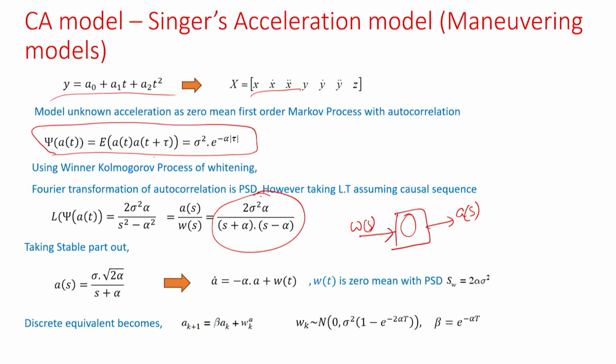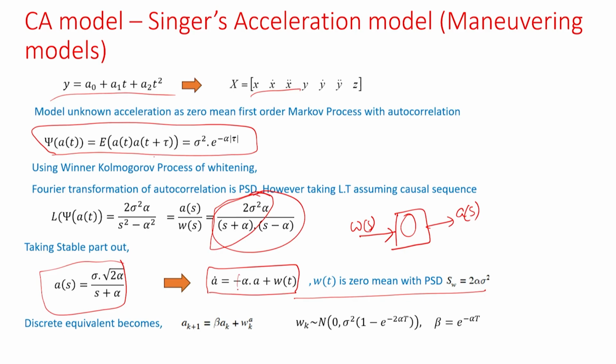Now, you take the stable part out, the stable poles out. You take the stable poles out, you get this. Now, you take the inverse Laplace, you get it like this. So, this is similar to your state space equation, right, x dot equal to A x plus B u. So, something similar to this. Okay. So, this is actually the way your forcing function is modeled.